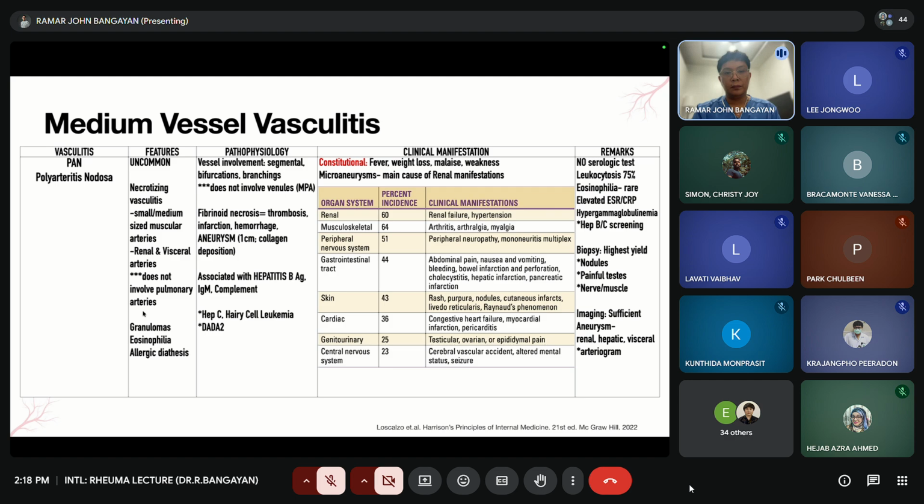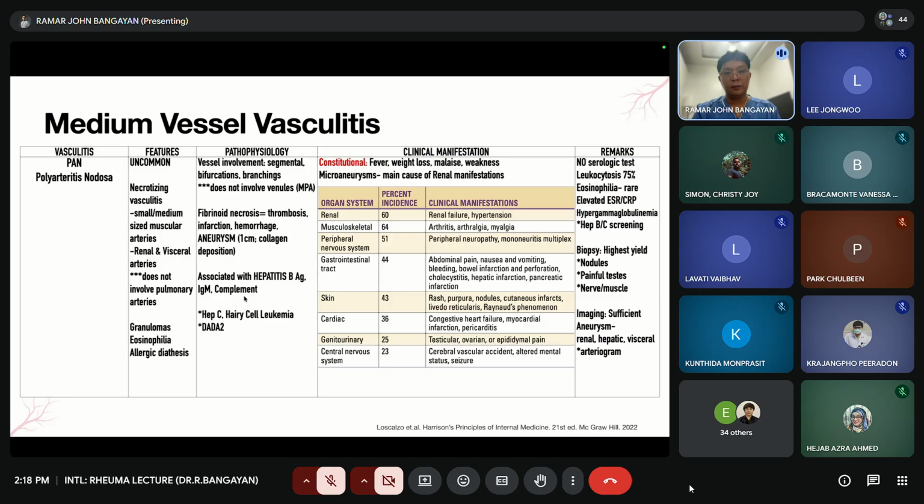Okay, granuloma, eosinophilia, and allergic diathesis are what you see in small vessel vasculitis. So be careful in test taking techniques or strategies. They would ask you this because PAN does not affect your lungs. So the pathophysiology: the most commonly affected vessels are the bifurcations, the branchings of your vessels. Once you see thrombosis in that area, infarction, or even hemorrhage, there is an associated aneurysm. Okay, so it is related to hepatitis B infection.